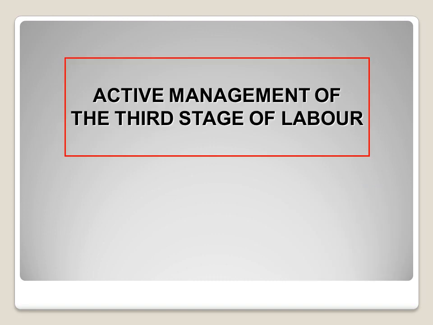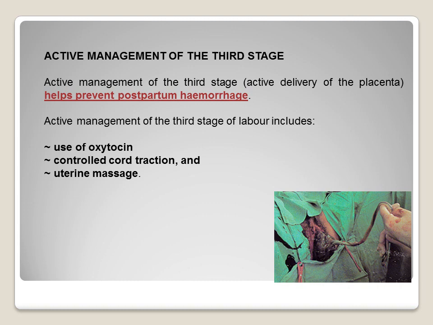Active management of the third stage of labor. Active management of the third stage helps to prevent postpartum hemorrhage, which is bleeding of more than 500 ml from the vagina within the first 24 hours of the delivery. The active management of the third stage includes 3 things: use of uterotonic drugs like oxytocin, controlled cord traction, and uterine massage. These three things help us for active management of the third stage.